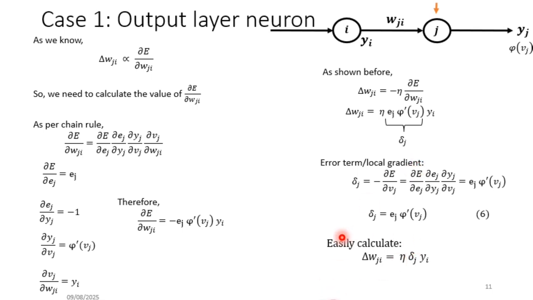And we can write the delta Wji like this in terms of delta J. It means that now Yi is known, which is from the previous neuron or layer, and eta is also known, which is the learning rate. Now if we know delta J, then we can easily compute the change of weight, and consequently we can compute the new weight from this delta W, right?